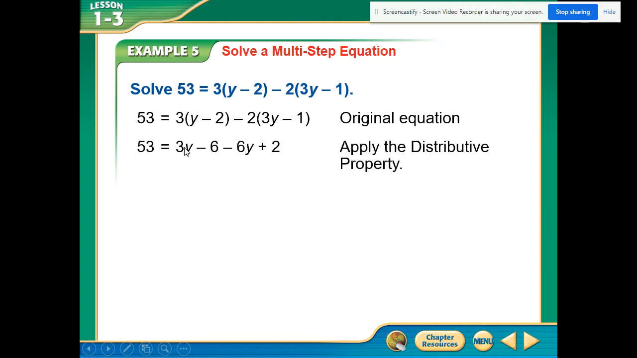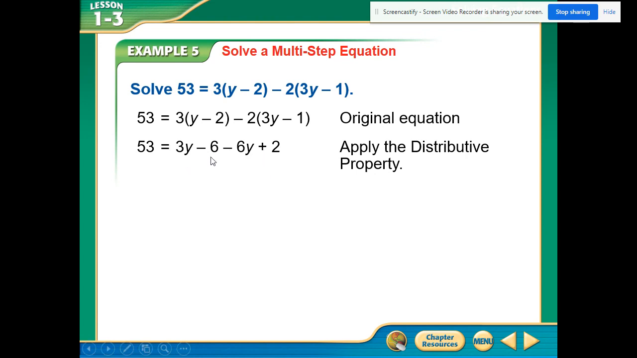3 times y is 3y. 3 times negative 2 is negative 6. Negative 2 times 3y is negative 6y. And negative 2 times negative 1 is positive 2. Very common mistake to forget that, to take that negative here with that negative and make this positive. Okay, please be careful of that.